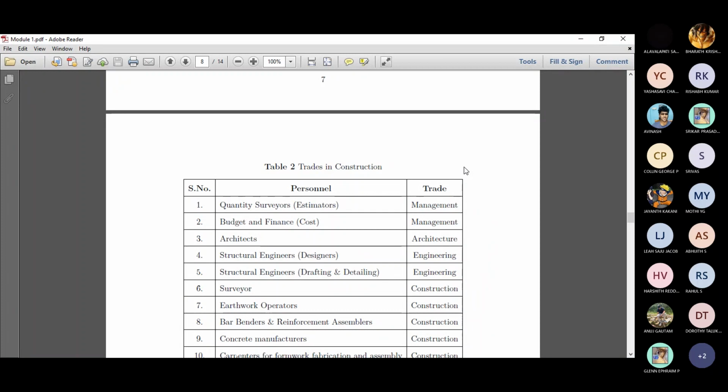The first is the quantity surveyor, maybe an office job by the management, or by people in the office, like administration management. Then budget and finance, cost auditing, cost accounting, and cost sheet preparation. All these things are done by the finance department in the management, or under quantity survey, procurement, or something like that.